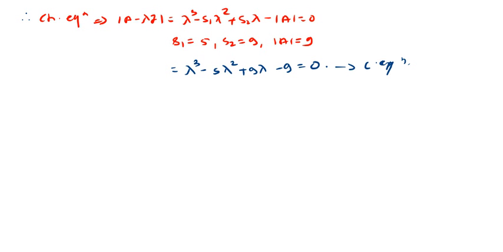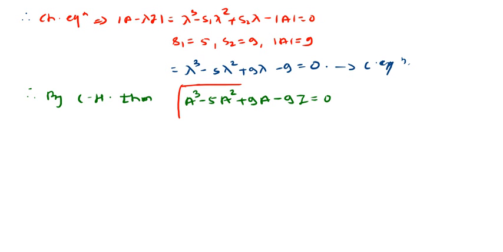Okay, so again, now we want to verify the Cayley-Hamilton theorem for this. Therefore, by the Cayley-Hamilton theorem, we can write this as A cube minus 5A square plus 9A minus 9I equal to 0. So this is the statement we need to prove.